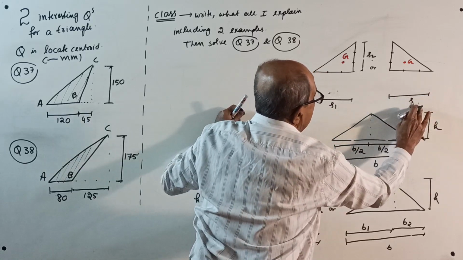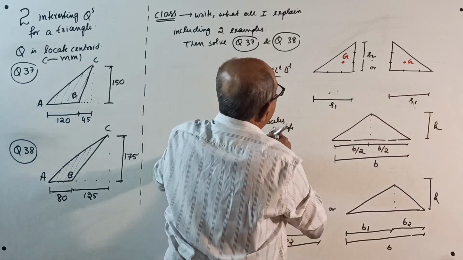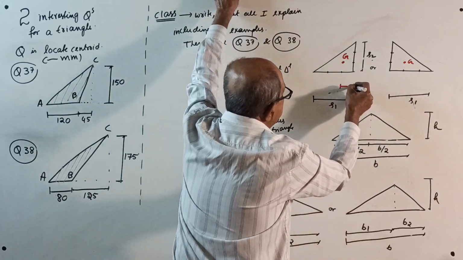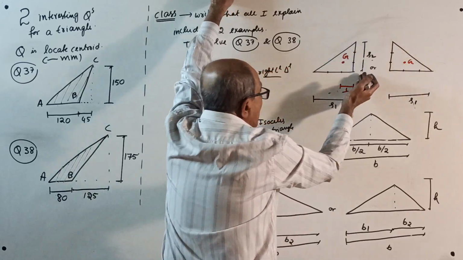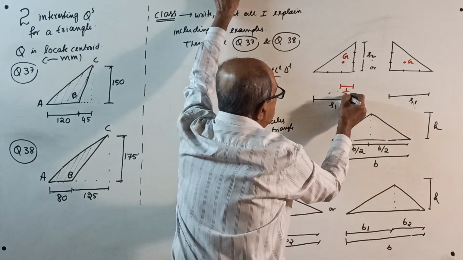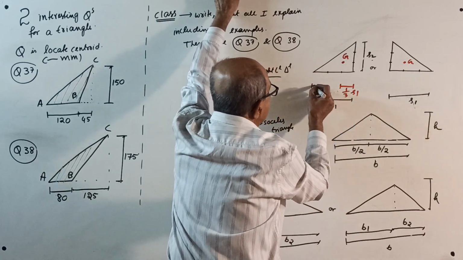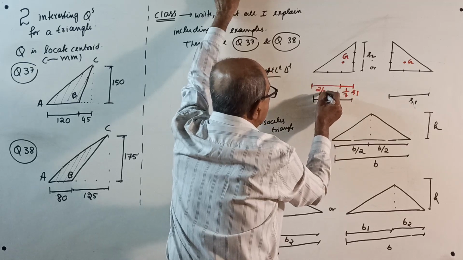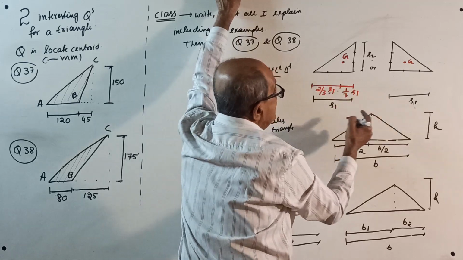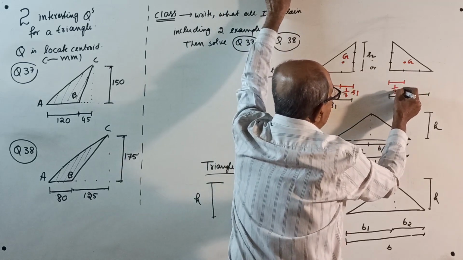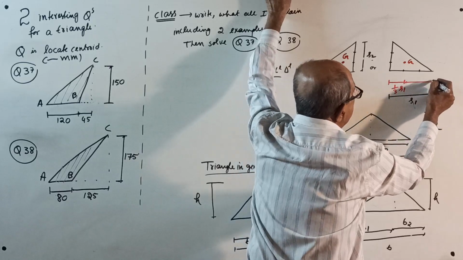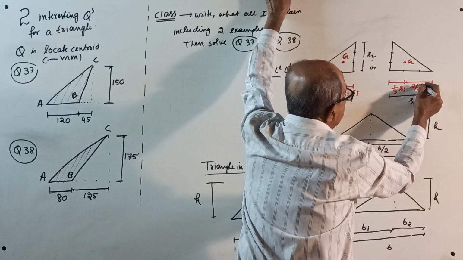Sorry, S1 is the base, horizontally S1. Now, I told you this distance, if you take S2 as the base, along the height, is 1/3 of S1, and this is 2/3 of S1. Here, this is 1/3 of S1, this is 2/3 of S1.